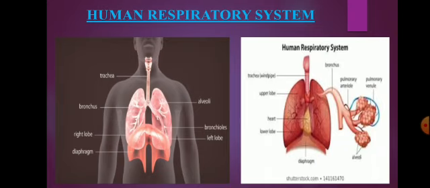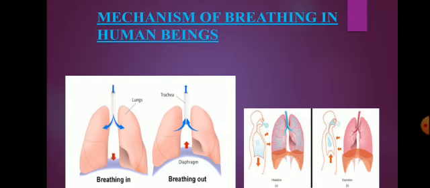Breathing involves the movement of the rib cage and diaphragm. Breathing in: when we inhale, two things happen at the same time. Look at the first picture. The muscles between the ribs contract, causing the rib cage to move upward and outward, and the diaphragm contracts and moves downwards. Both movements increase the space of the chest cavity and make it larger.